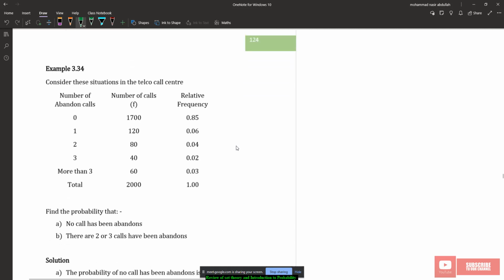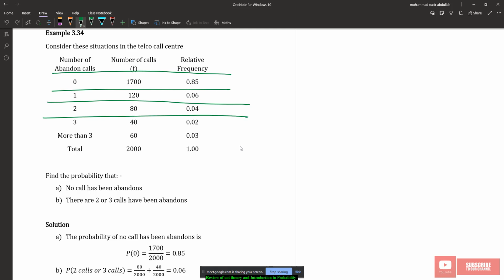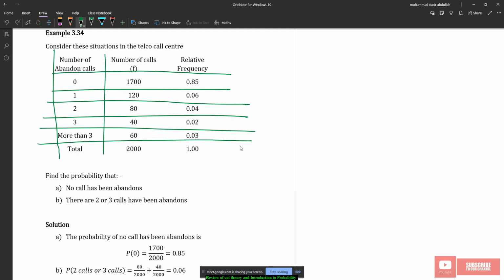Now look at example 3.34. This is a frequency table, right? I don't know where the lines disappeared to. Suddenly the lines vanished. Right, now we can see the frequency table. So this is the frequency value and this is the relative frequency, and this is your class. We have the number of abandoned calls: 0, 1, 2, 3 and more than 3.